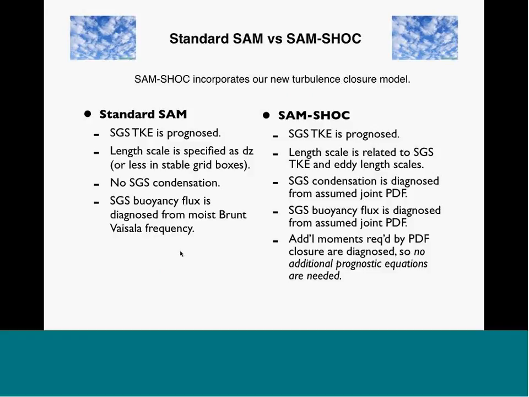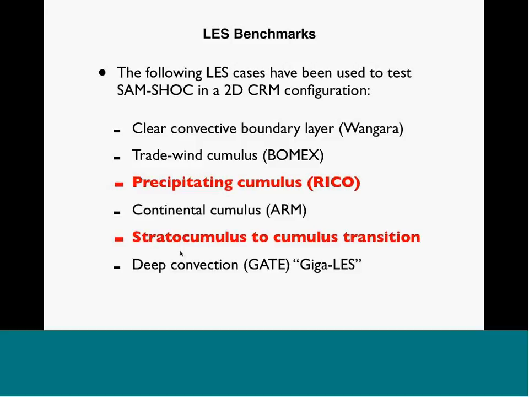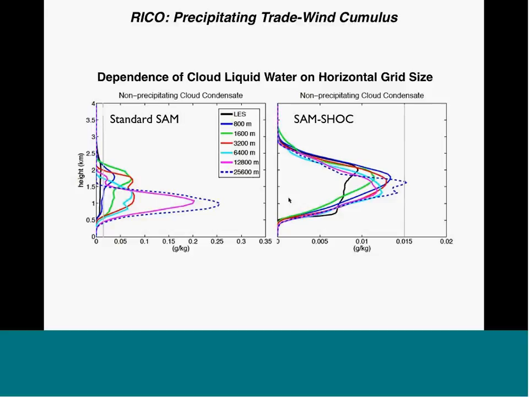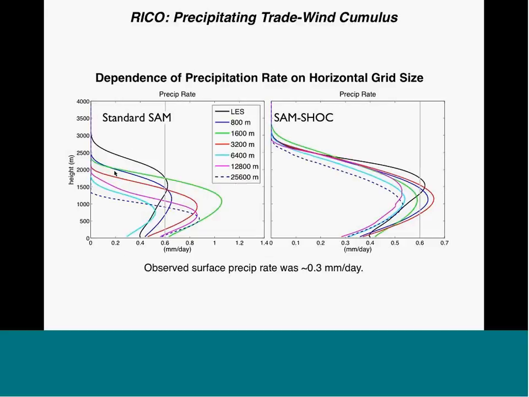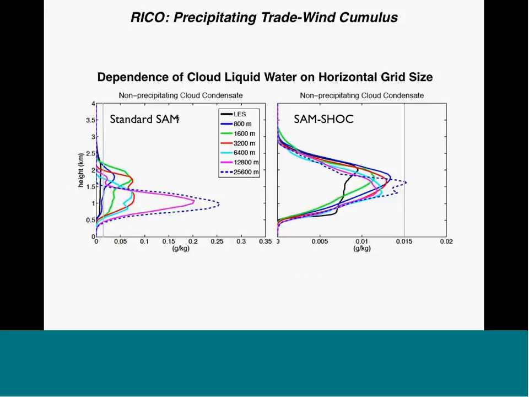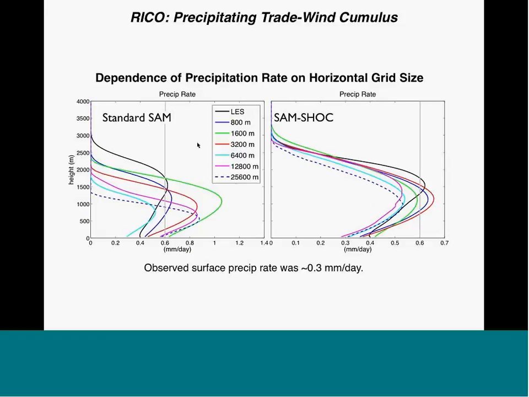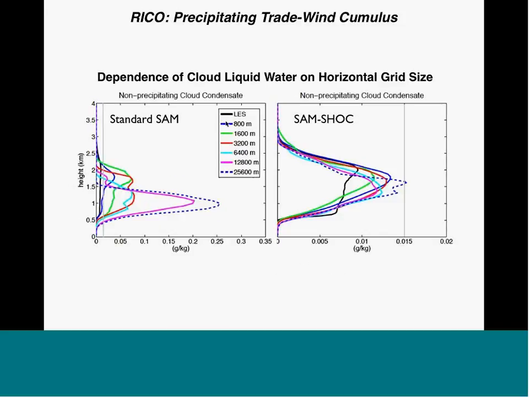And I'm going to skip this one. I just want to show you a couple examples of results. Out of all of our results we've looked at, I'll just show you the precipitating cumulus case here. So we have comparisons between standard SAM, which doesn't have SHOC in it, and SAM with SHOC. So these are cloud resolving model simulations with different grid sizes. So these are full-on prognostic tests. The model is run with these grid sizes.